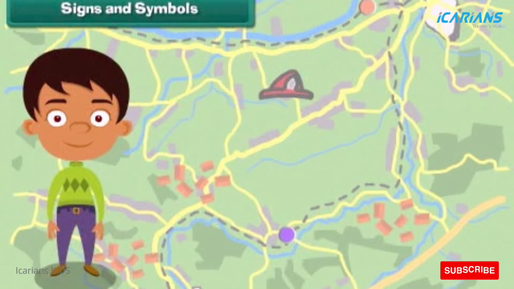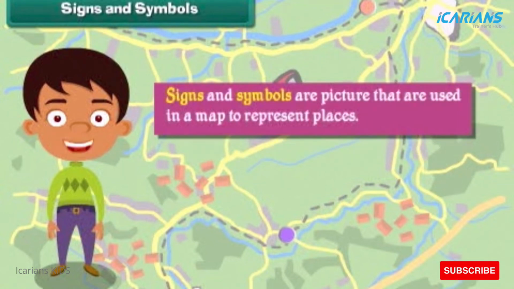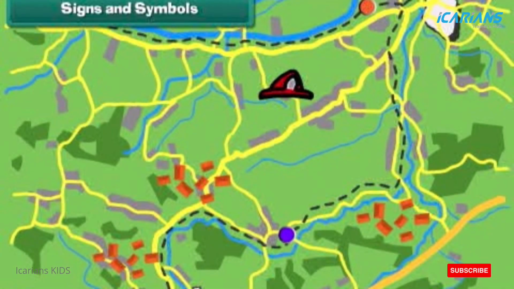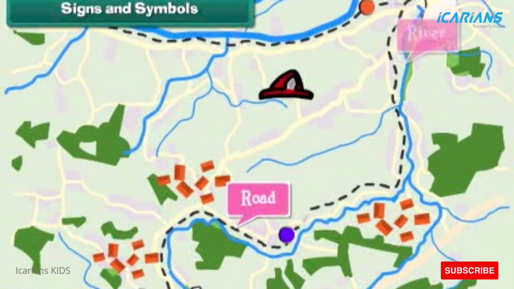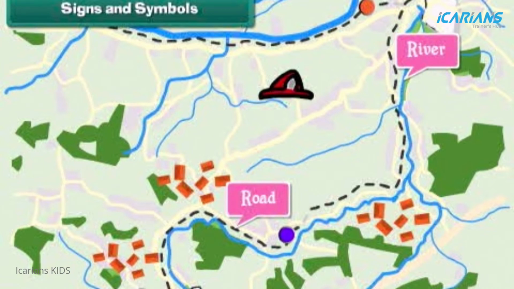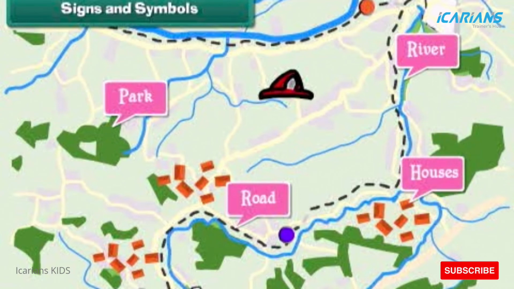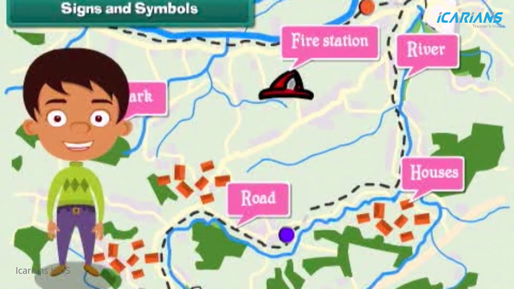Signs and symbols. Signs and symbols are pictures that are used in a map to represent places. Some common signs and symbols used in maps are black lines to represent roads, blue lines to represent rivers, green color to represent parks, dots to represent houses, and a fireman's hat to represent fire stations. Signs and symbols help in finding a place quickly and also save space on paper.